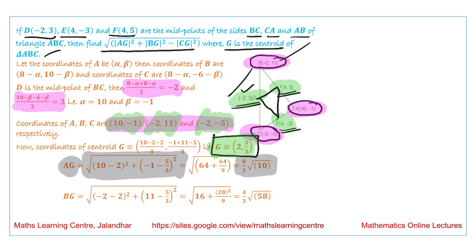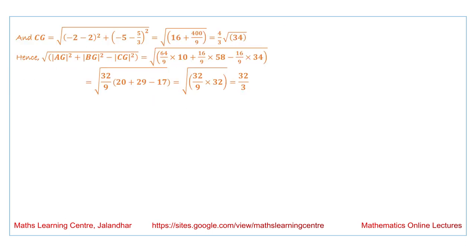Then we are calculating the value of BG. By using the distance formula, you will get 4 by 3 square root of 58. And last we have CG. The answer we get is 4 by 3 square root of 34.